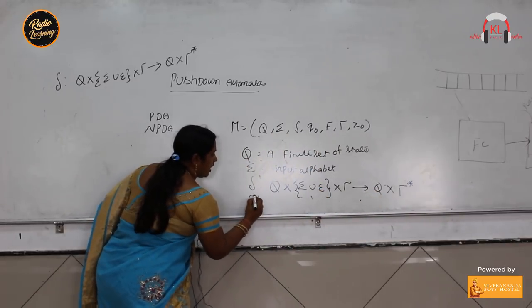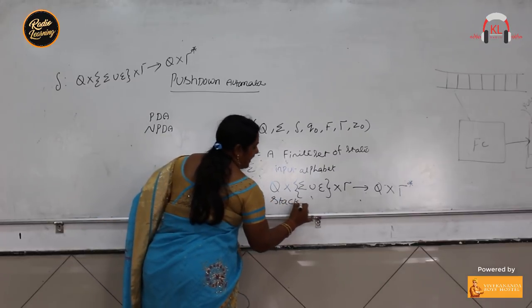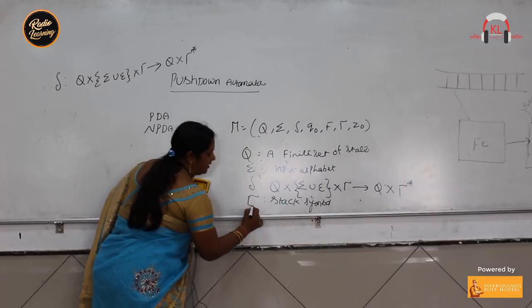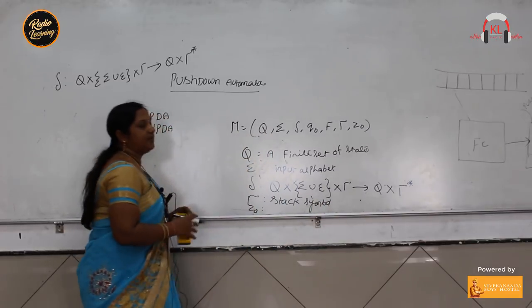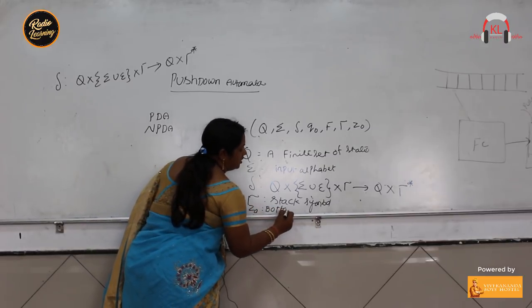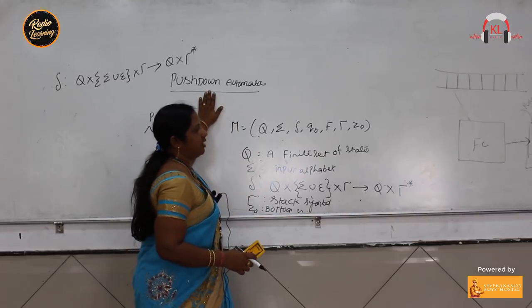Next, this tau indicates the stack symbols. What stack symbols do we have? That is tau. And Z naught, which is the bottom of the stack. So these are the different tuples that exist for our pushdown automata.